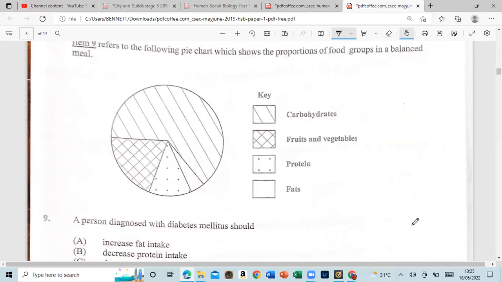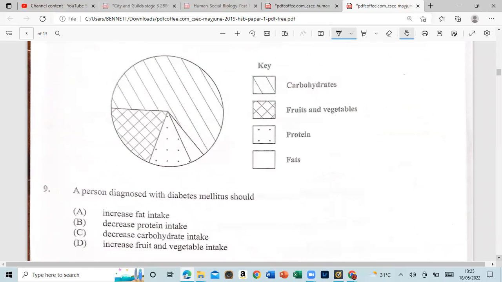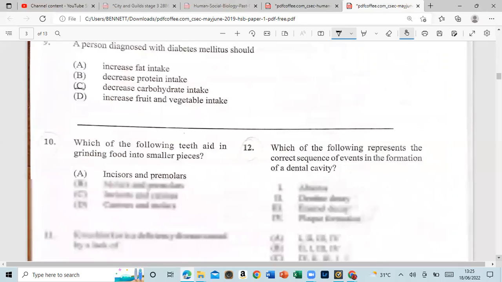A person diagnosed with diabetes mellitus should A. Increase fat intake, B. Decrease protein intake, C. Decrease carbohydrate intake, or D. Increase fruit and vegetable intake. And that's decrease the carbohydrate intake. I myself am going to decrease the carbohydrates I put in my body.